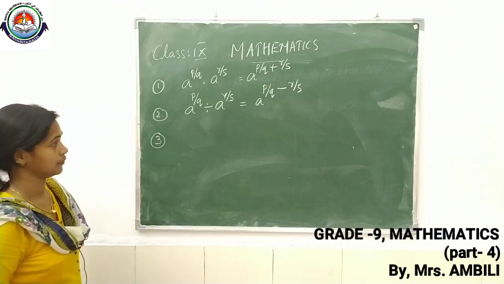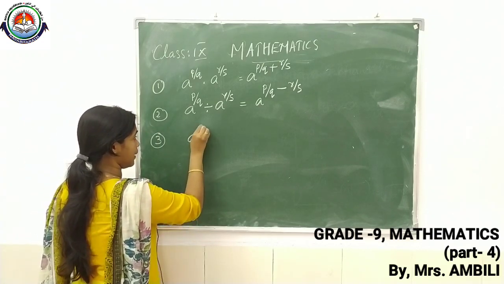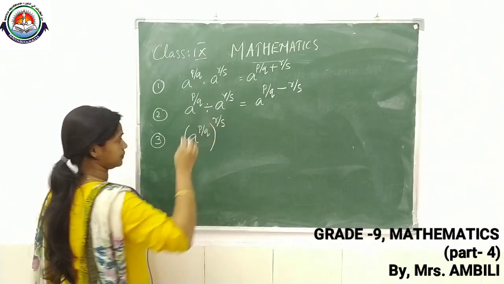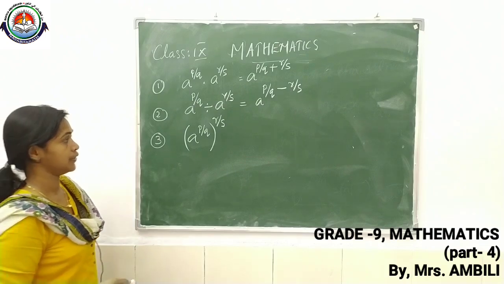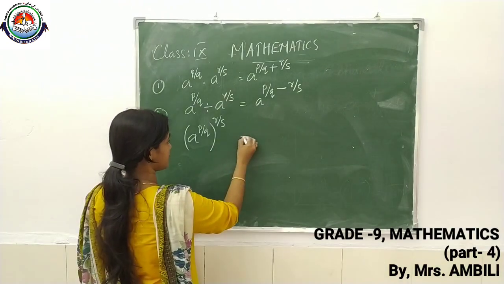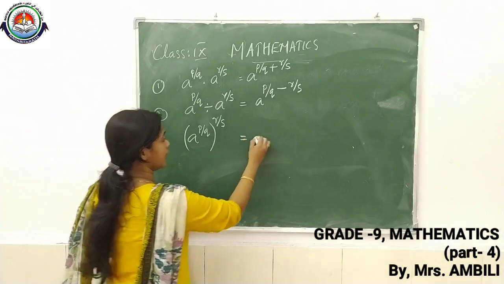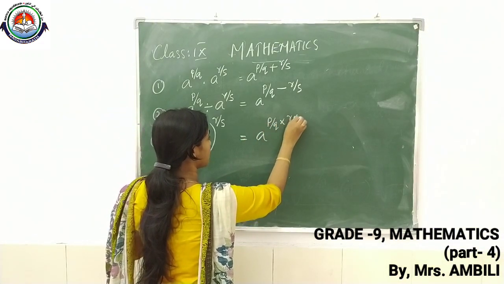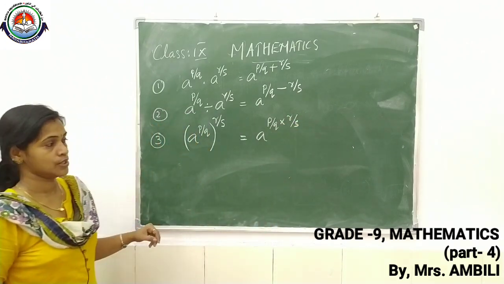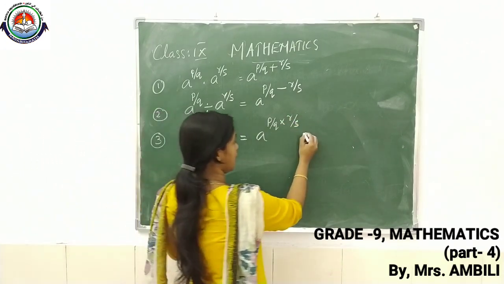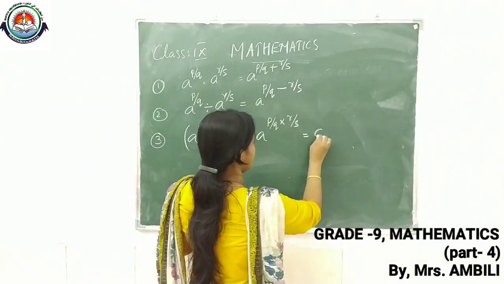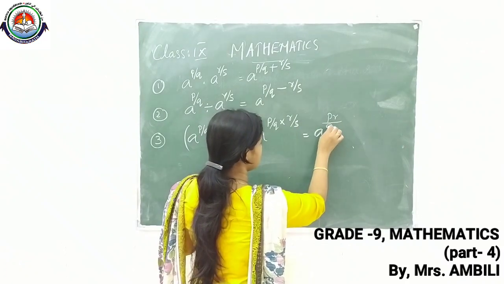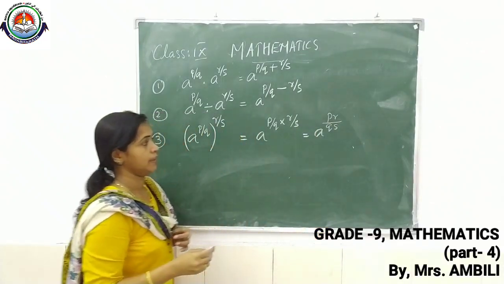Third one, a raised to p by q, the whole raised to r by s. How can we write? A raised to p by q into r by s. Otherwise we can write a raised to p into r, pr, by q into s, qs. A raised to pr by qs.